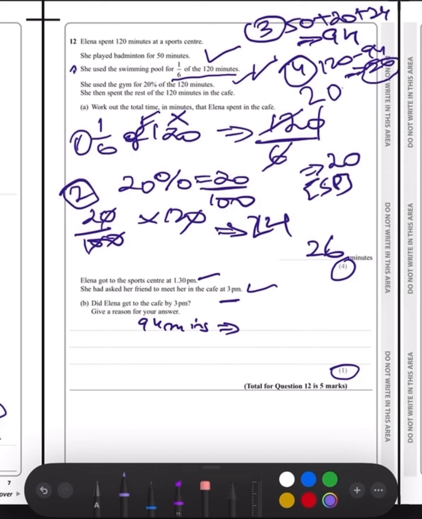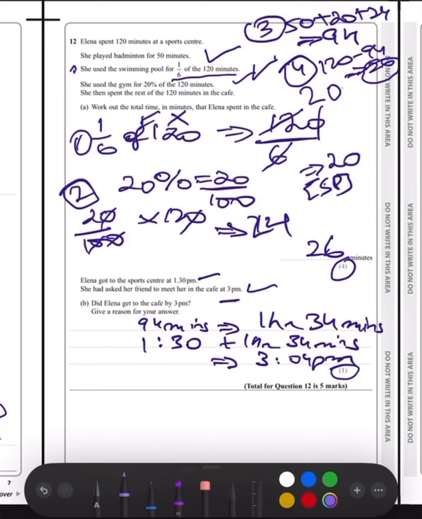And if it was a 2 marker, it would be super important to convert 94 minutes into an hour. So when we convert 94 minutes into an hour, it gets us 1 hour 34 minutes. This is what it gets us. So what we do is we take 1:30 p.m. and then we add 1 hour 34 minutes, which says 3:04 p.m.